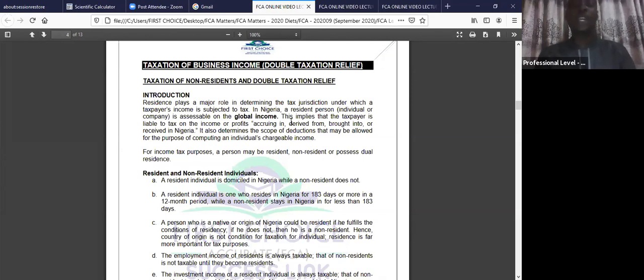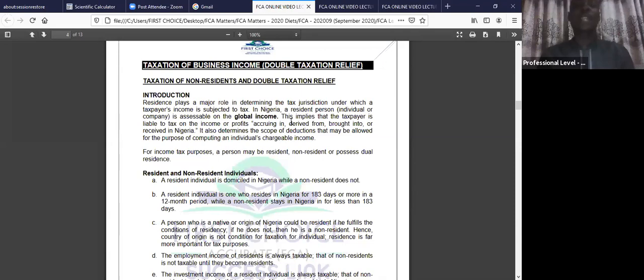So how will a Nigerian resident earn foreign income? They may be multinationals. By multinationals, I mean that they have presence in different countries. And so because of that presence in different countries, they trade and they make foreign income. Now, because they are Nigerian companies, they are going to be taxed on their worldwide income.